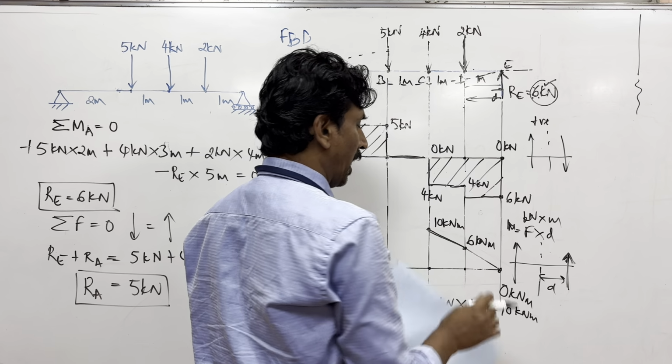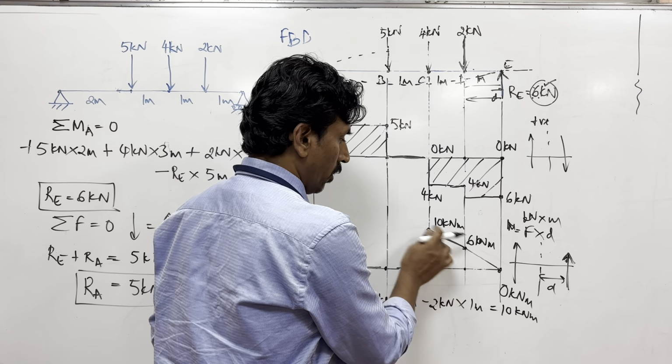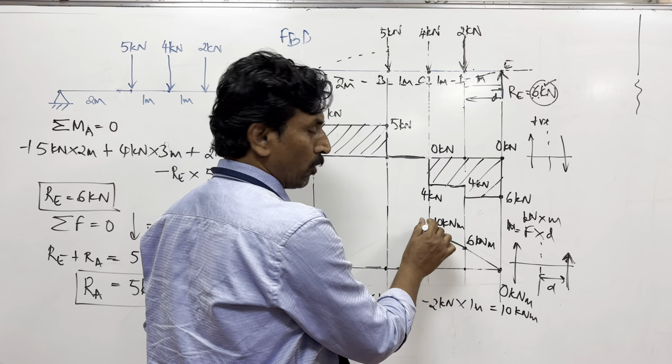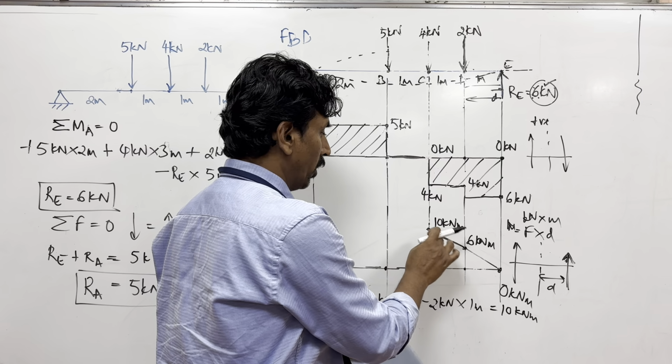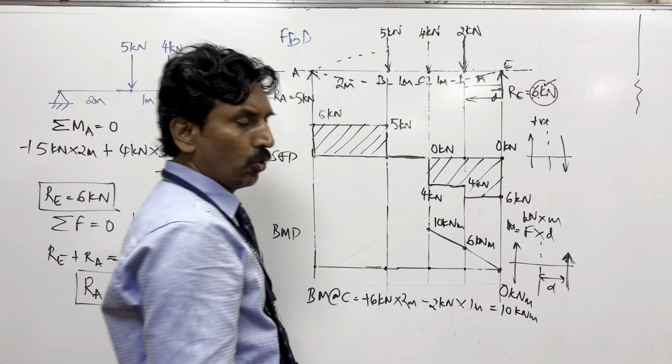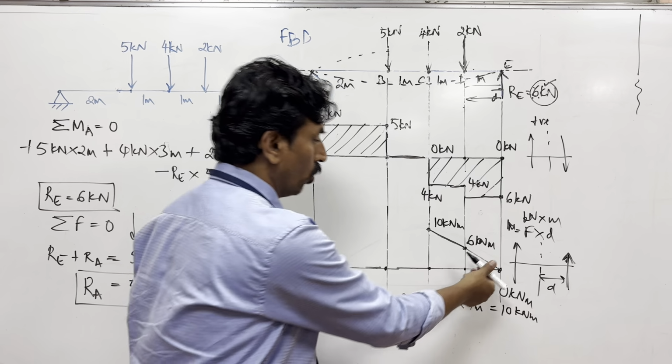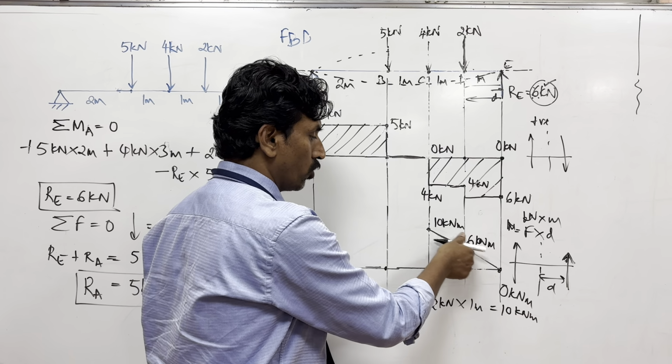Now the slope of the line will change, because if it had continued, it would have gone to 12. For 1 meter it is 6, for 2 meters it would have gone to 12. So now the slope has slightly changed here. So don't draw a continuous straight line. The slope has changed here.